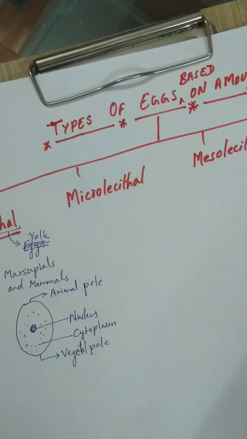Today I am going to teach you a chapter from Developmental Biology. The topic is types of eggs.